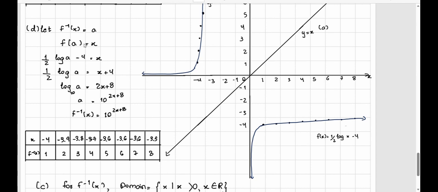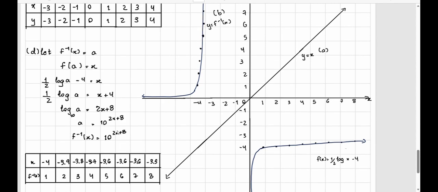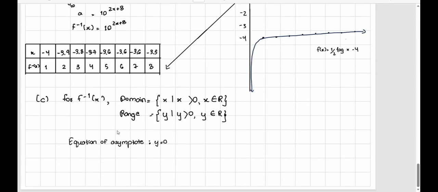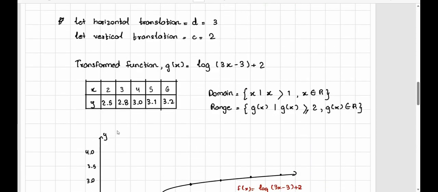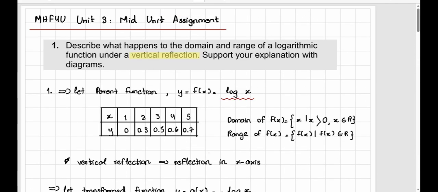Since we have already considered that f of x is equal to a, the value for f of x is the same as the value for a. So f of x equal to 10 to the power 2x plus 8. So this is going to be the end of the presentation of my solution to the mid-unit assignment. Thank you.